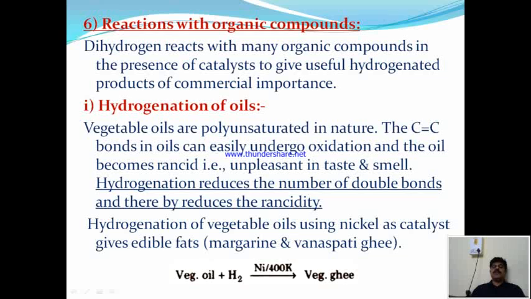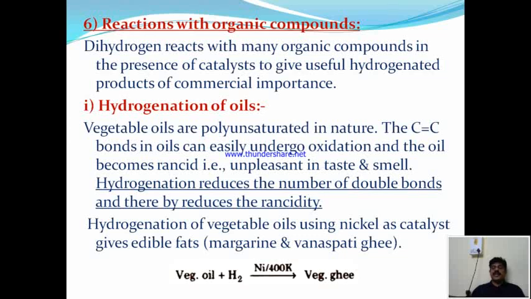Children, vegetable oils are polyunsaturated in nature, in which a large number of carbon-carbon double bonds are present. The carbon-carbon double bonds present in the vegetable oils can easily undergo oxidation and the oil becomes rancid, nothing but the oil becomes unpleasant in smell as well as taste. Hydrogenation reduces the number of double bonds and thereby reduces the chances of rancidity.